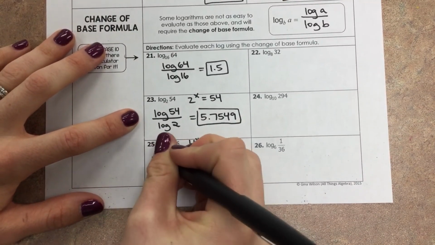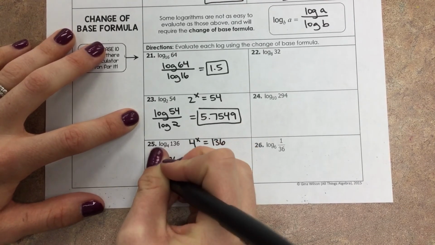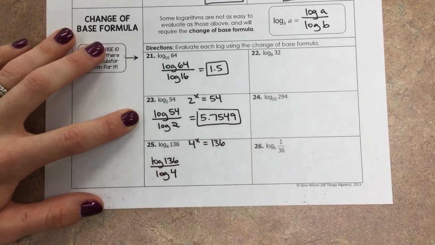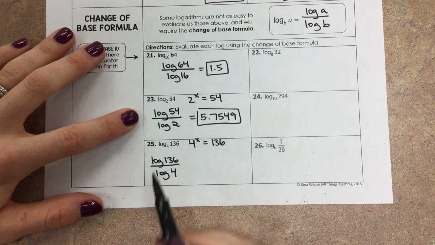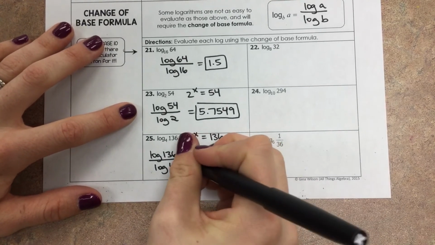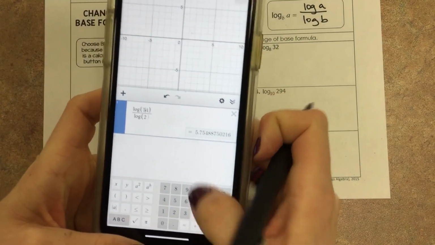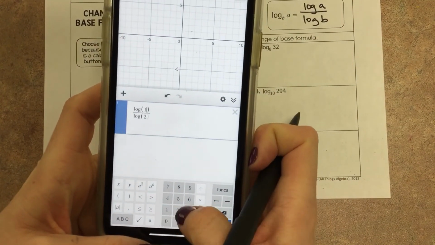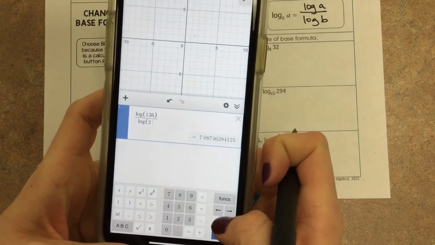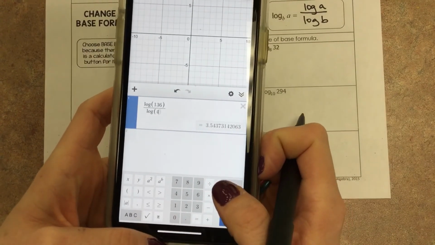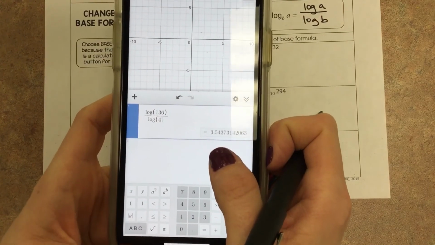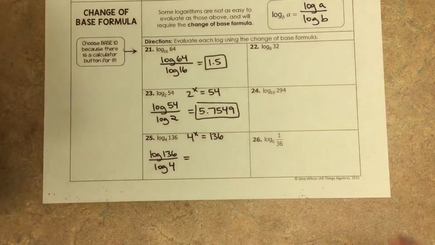So let's set this up to find out. Common log of 136 over the common log of 4. You cannot reduce these. You cannot cancel the logs. You have to make sure that there's a separate log written for each. All right, so this should be 136, and this should be 4, right? Yeah, 4. All right, so again, between 3 and 4, so 3.5437.